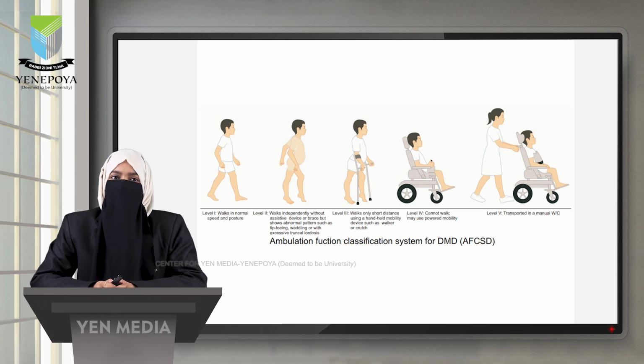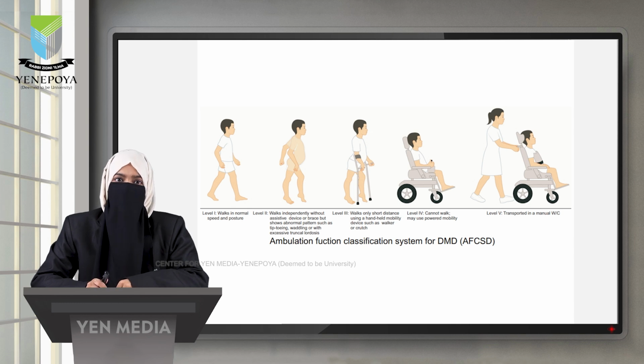This is another classification, ambulation function classified for DMD. Here it has 5 classifications. It's similar to the previous one. Here level 1 denotes that they are able to walk at normal speed and posture. Level 2, they walk independently without any assistive devices or brace, but some kind of abnormal pattern has started. For example, in the gait you can see there is tiptoeing, there is waddling, and there is also hyperlordosis seen.